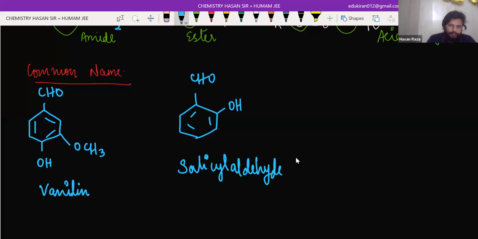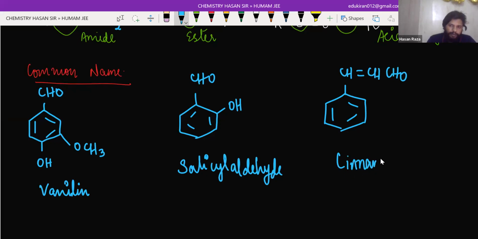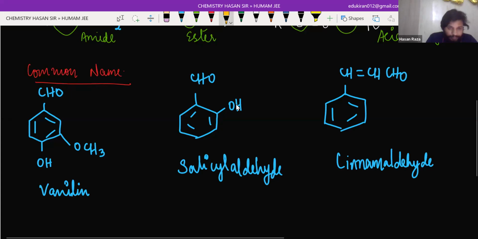Salicylaldehyde. The third one I'm going to write is this benzene in which I write CH double bond CH and then single bond CHO. This is cinnamaldehyde. So these are very important functional groups and important common names. We will discuss more common names from the NCERT chapter. First, write it.